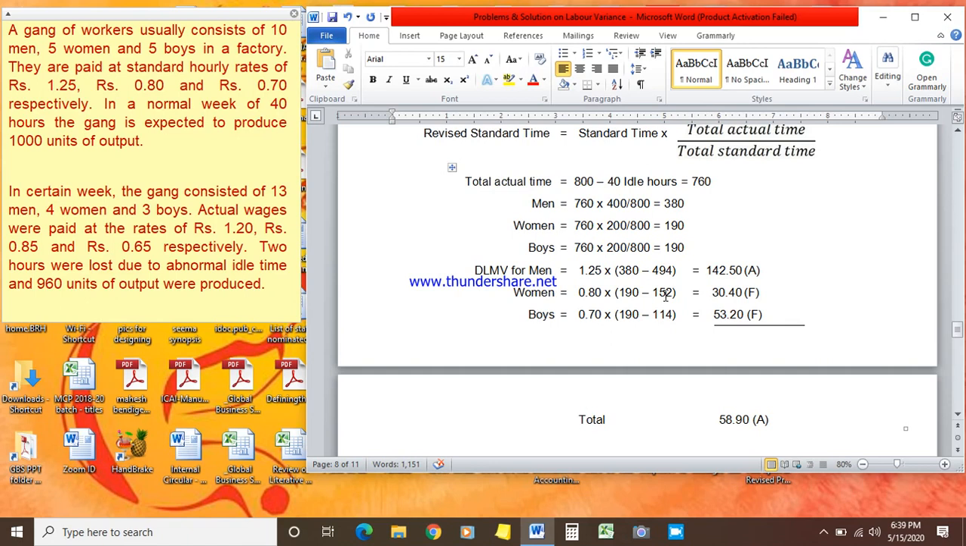Similarly, how do you get 152 is the same way. There are 4 women, and if they worked completely for 40 hours, then it should be actually 160 hours. But for these 4 women, 2 hours is idle, so 4 into 2 is 8. So if I minus it from 160, I get here 152. So accordingly, when we compare the revised standard hours with the actual time spent by the workers, we get to know the labor mix variance. And in this problem, if you observe, there is an adverse labor mix variance.